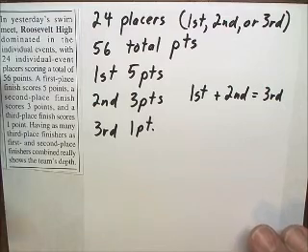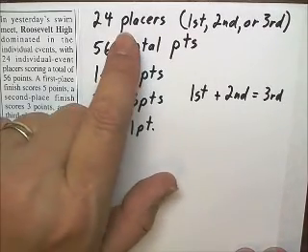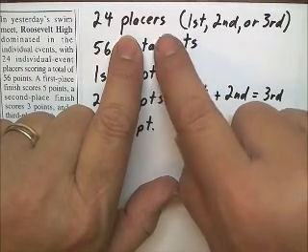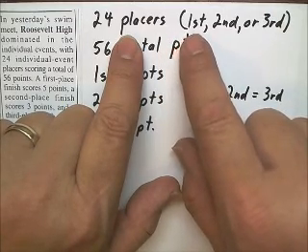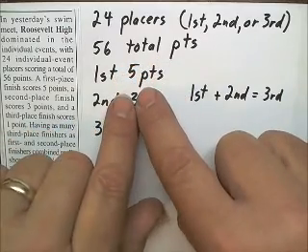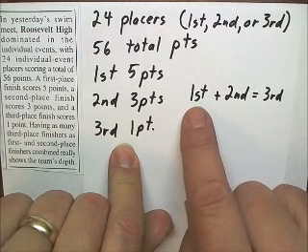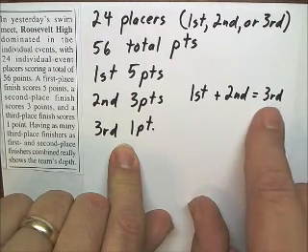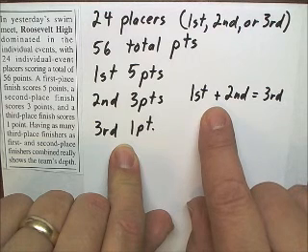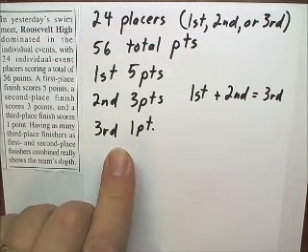Just reading it and having the numbers in different places, you can't see the relationships as easily. So putting it in my own words, I said there's 24 placers, and a placer is somebody who finishes first, second, or third. 56 total points. First gets 5 points, second gets 3 points, third gets 1 point, and then it says it had as many third as first and second, so that means first plus seconds equals the third place finishers.